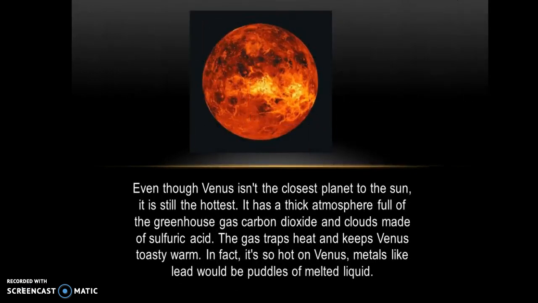Second would be Venus. Even though Venus isn't the closest planet to the sun, it is still the hottest. It has a thick atmosphere full of the greenhouse gas carbon dioxide and clouds made of sulfuric acid. The gas traps heat and keeps Venus toasty warm. In fact, it's so hot on Venus, metals like lead would be puddles of melted liquid.